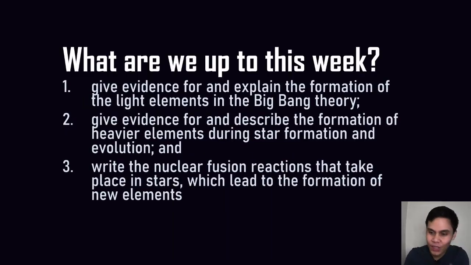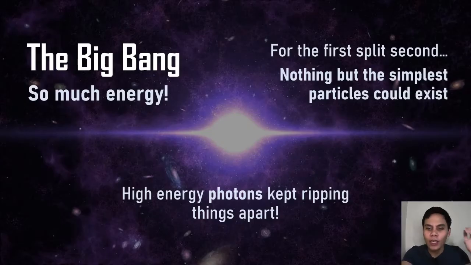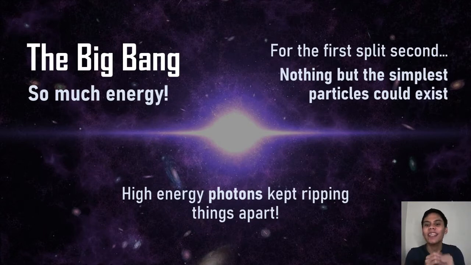So for this session, we're going to talk about the evidence and explanations for the formation of light elements in the Big Bang Theory, give some evidence for the formation of heavier elements during star formation and evolution, and write some nuclear fusion reactions that take place in stars which lead to the formation of new elements. So basically, lots of stuff involving the nucleus, the atomic nucleus. So again, we're starting at the beginning, the Big Bang.